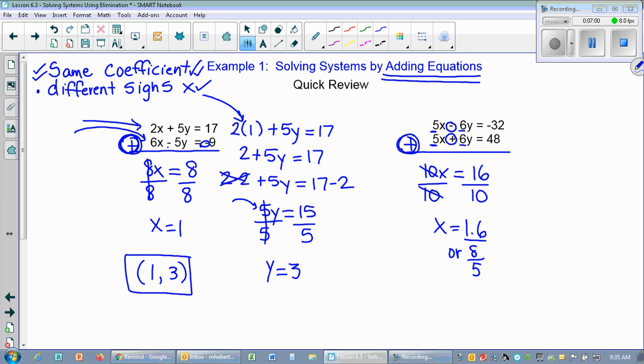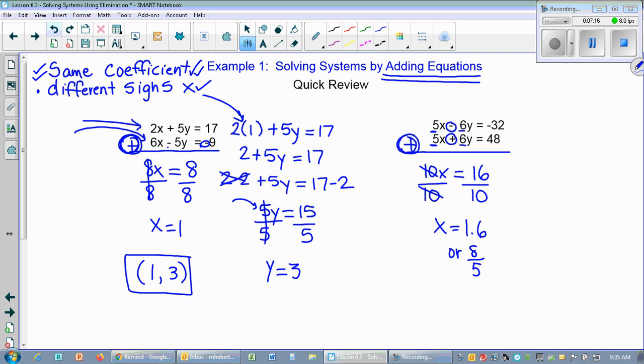Either answer is fine for you to use because this 1.6 is a terminating decimal. That means it does not repeat and it does not go on for infinity. It has an ending point. It stops at 0.6.